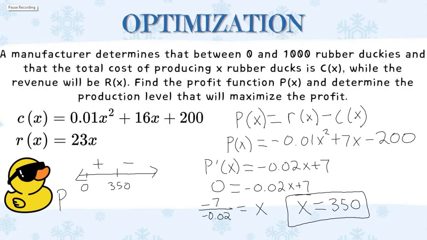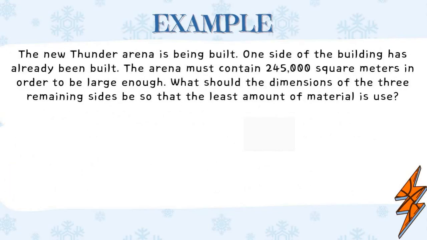We have one last one. So it says the new Thunder Arena is being built. One side of the building has already been built. The arena must contain 245,000 square feet in order to be large enough. What should the dimensions of the 3 remaining sides be so that the least amount of material is used?